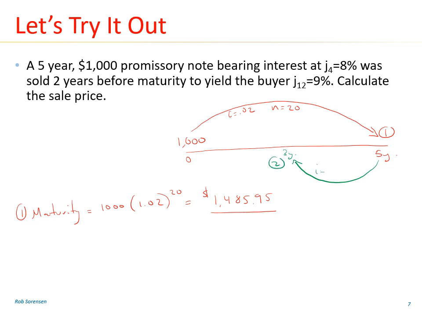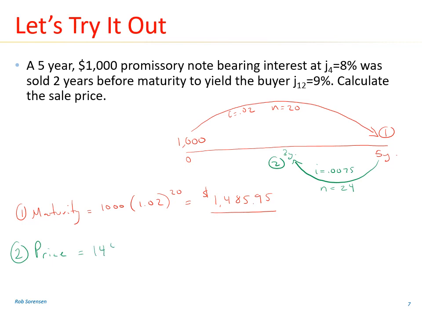Well, little I here, 0.0075, and I got that by taking the 9% divided by 12. N is going to be 24 because that's a 2-year span, compounding monthly. Let's work out the price.